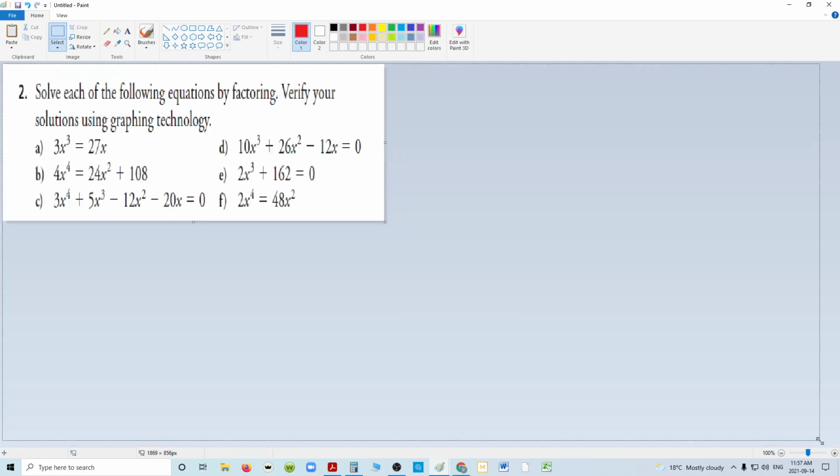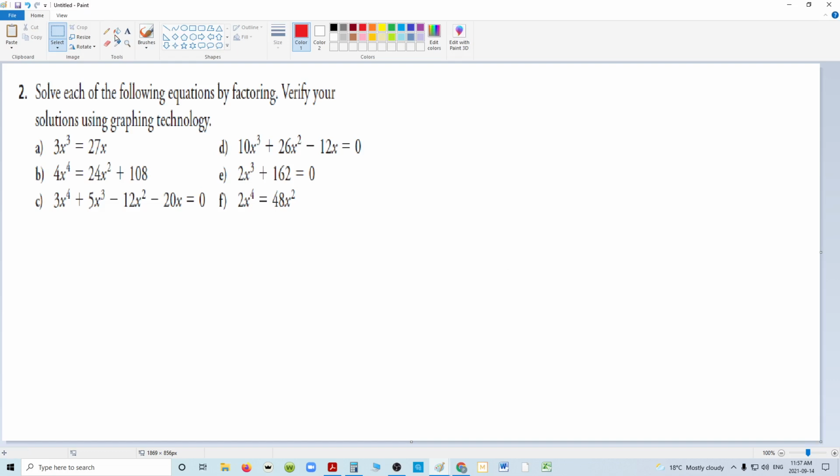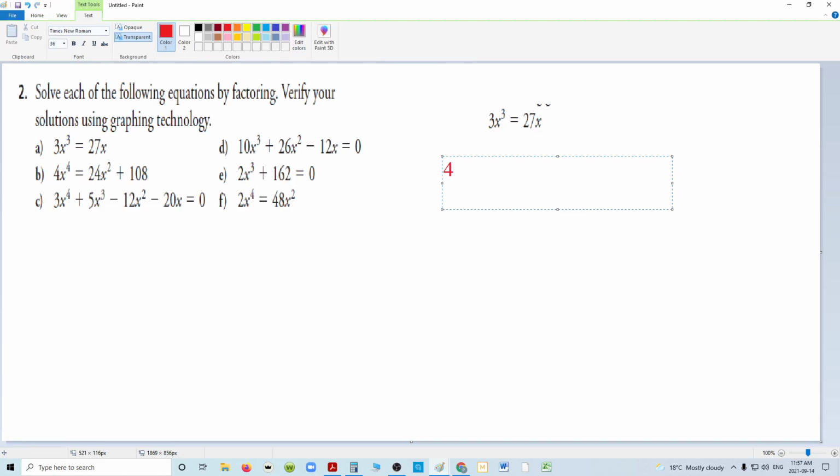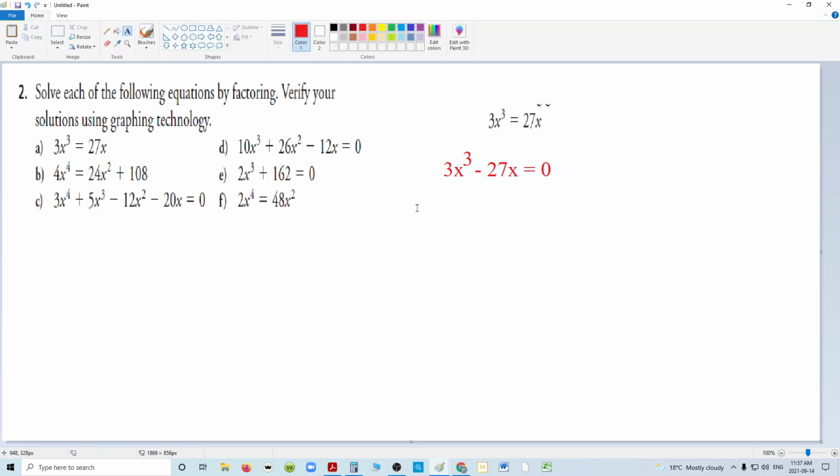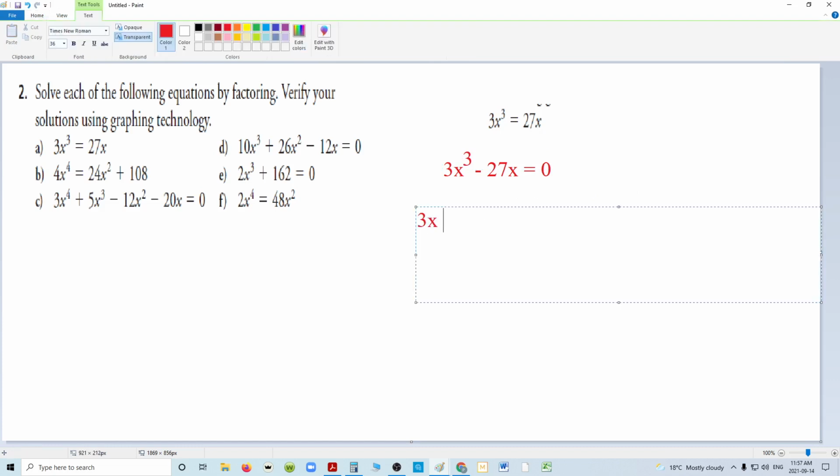Then they want you to solve each by factoring, and they want you to make sure you do it correctly. Okay, and then they want you to verify it using your graphing calculator or Desmos. This is 3x cubed minus 27x is equal to 0. You always have to make it equal to 0 to solve it. Right now, you haven't been taught other techniques. Then we're going to notice that I can take 3x out of both of these. I'm left with x squared minus 9.